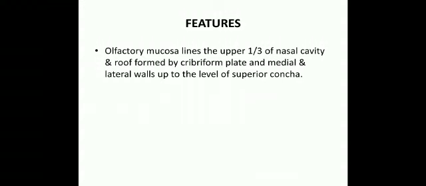The olfactory mucosa lines the upper 1/3 of the nasal cavity, the roof formed by the cribriform plate, and the medial and lateral walls up to the level of the superior concha. The remaining part is lined by the respiratory mucosa.